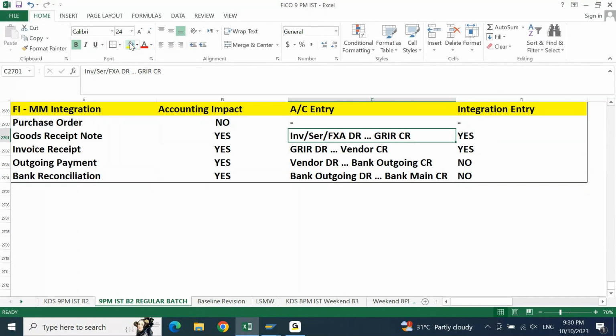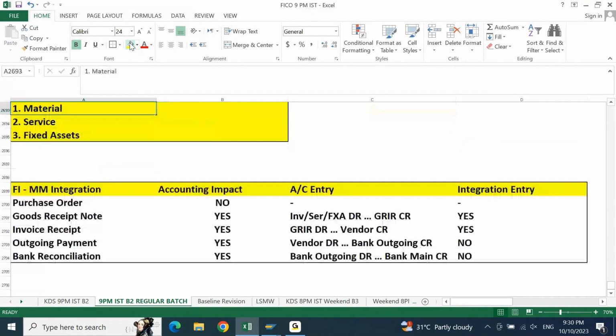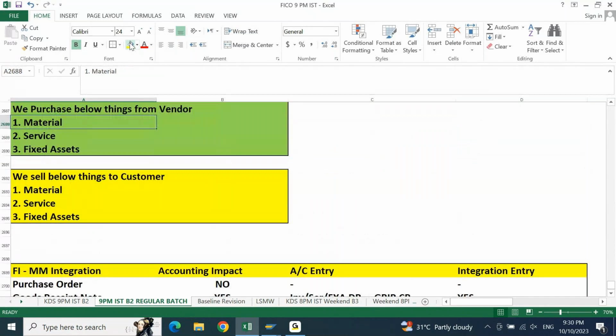During goods receipt, you should never remember inventory debit, GRIR credit. You should strictly remember inventory or service or fixed asset debit to GRIR account. Why inventory? Why service? Why fixed asset? In the above statement we have written, you will be purchasing either material or service or fixed asset. If you are purchasing material, you have to debit material. If you are purchasing service, you have to debit service. If you are purchasing fixed asset, you have to debit fixed asset. Irrespective of what I am purchasing, I cannot blindly put inventory.